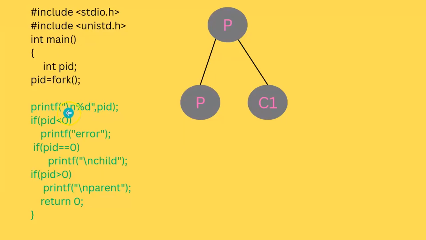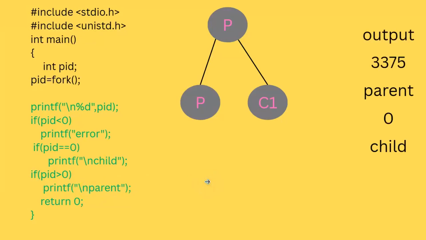If there is an error, that value will be less than 0. If there is no error, it will check the next statement. We already discussed pid will be 0 in the child process, but in the parent process, it will have the process ID of the newly created process. So this statement will be executed in the parent. You can see the output: in the parent, it will give the process ID of the newly created child process and it will print parent.